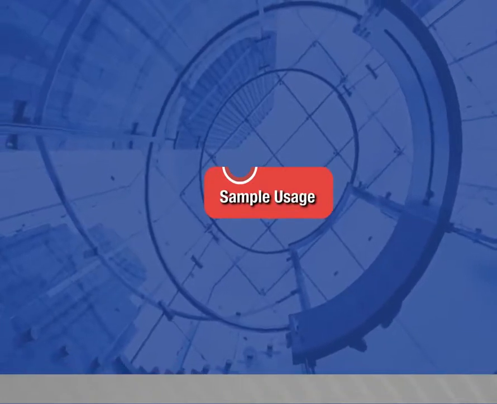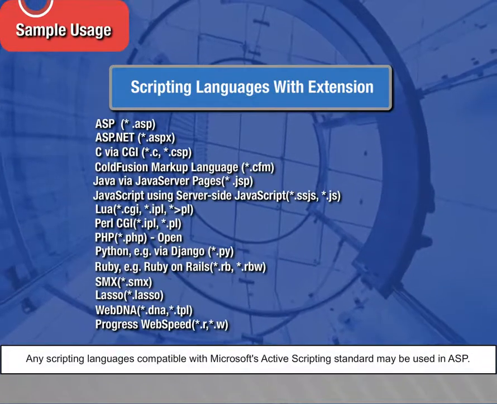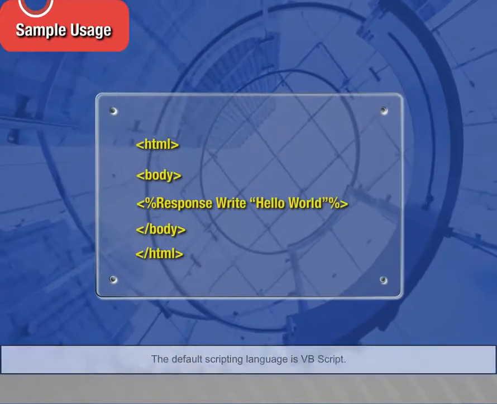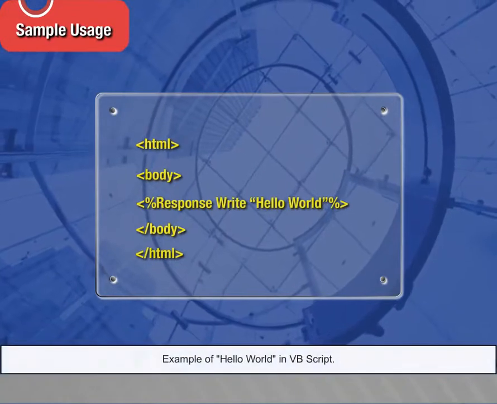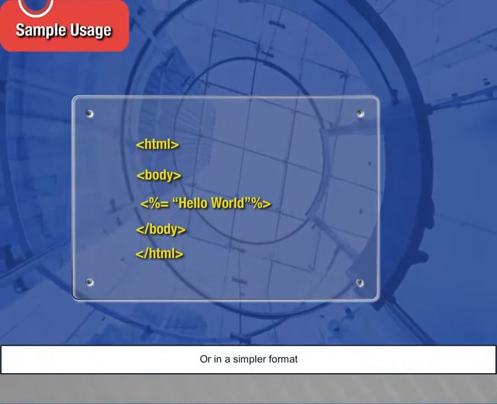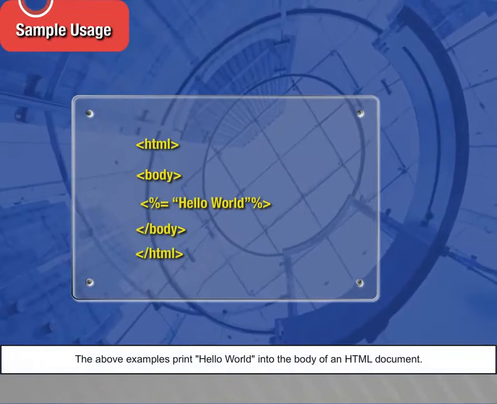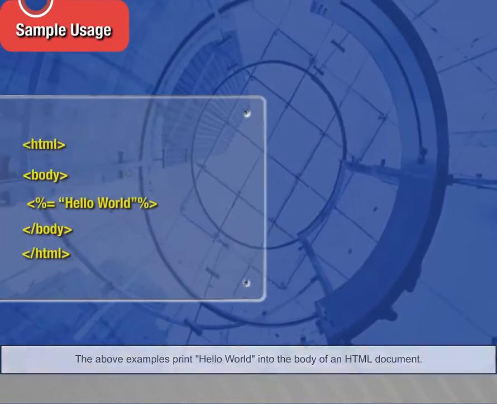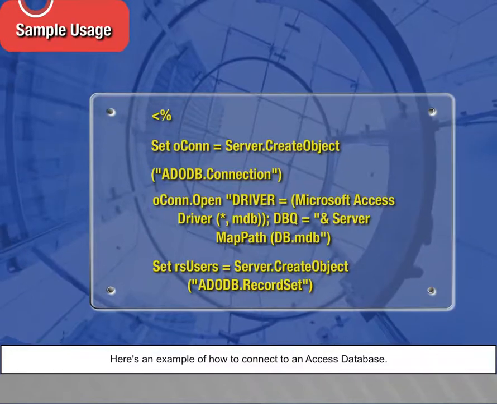Sample usage. Any scripting languages compatible with Microsoft's active scripting standard may be used in ASP. The default scripting language is VB-script. Example of Hello World in VB-script. Or in a simpler format, the above examples print Hello World into the body of an HTML document. Here is an example of how to connect to an Access database.